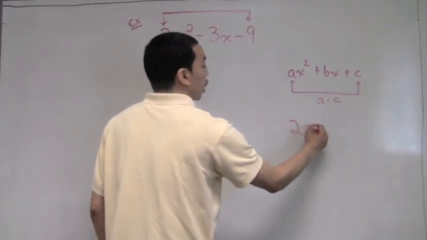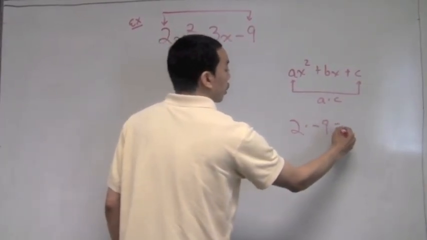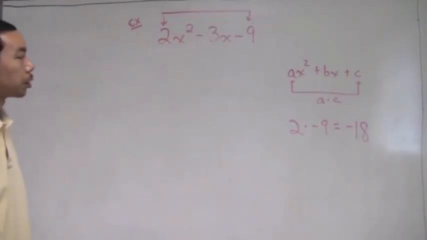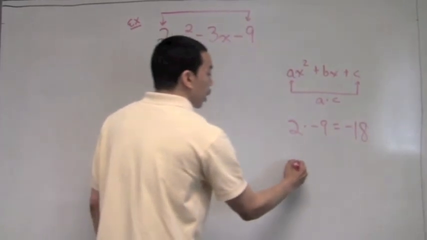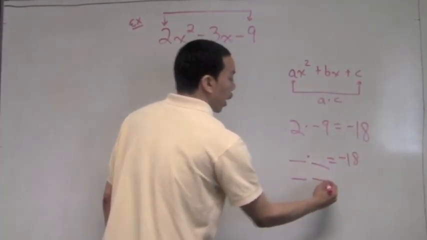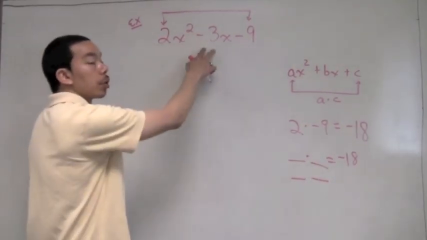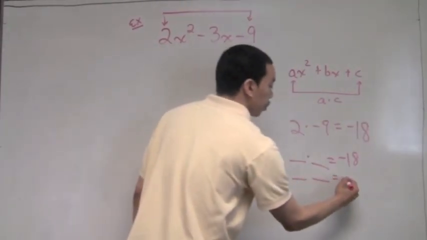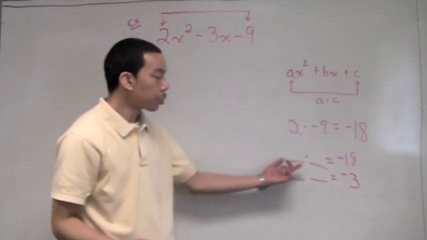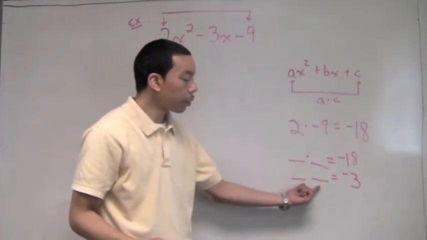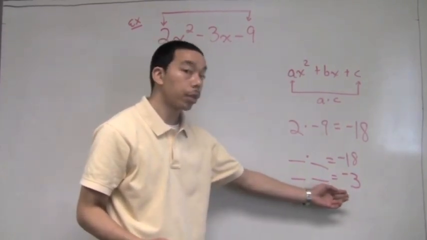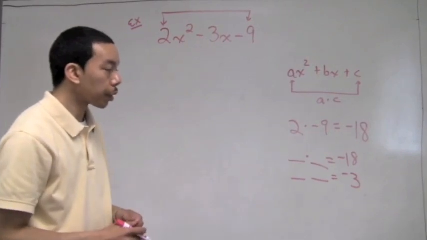2 times negative 9 equals negative 18. So we have to say what times what equals negative 18. What added or subtracted to what will get us the middle term of negative 3. Well, I say to myself, 9 times 2 will give us 18. However, if I subtract or add 9 and 2, will I get 3? No. I must use two other factors.